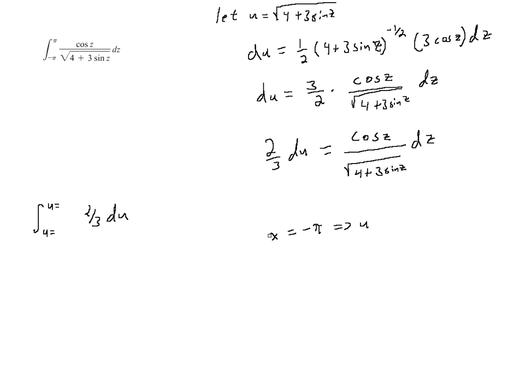So if z originally equaled negative pi in our original definite integral, then u equals the square root of 4 plus 3 times the sine of negative pi. The sine of negative pi is the negative sine of pi, and the sine of pi is 0. So we have 4 plus 0 is 4, and the square root of 4 is 2. So that's 2, and then we can change our upper limit, if z equals pi.